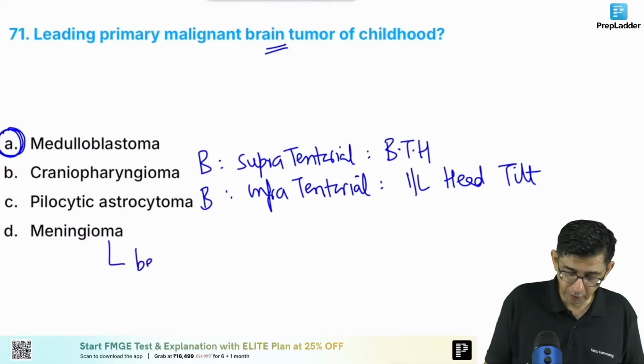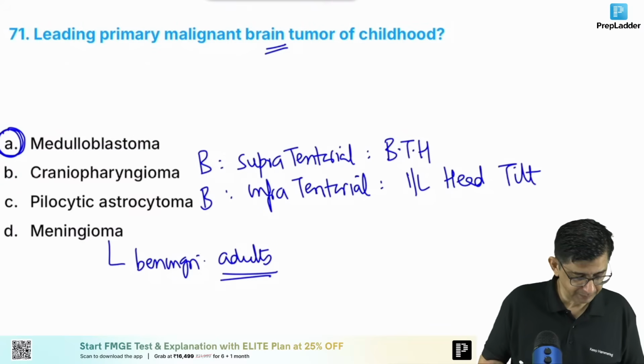Meningioma is a benign tumor in adults. Meningioma is a benign tumor that would be found in adults.